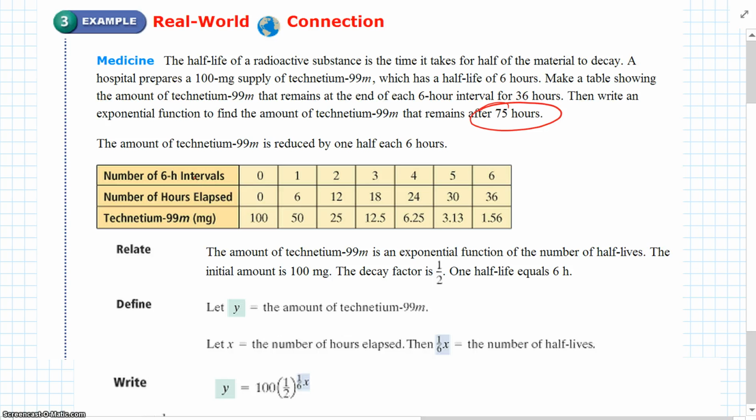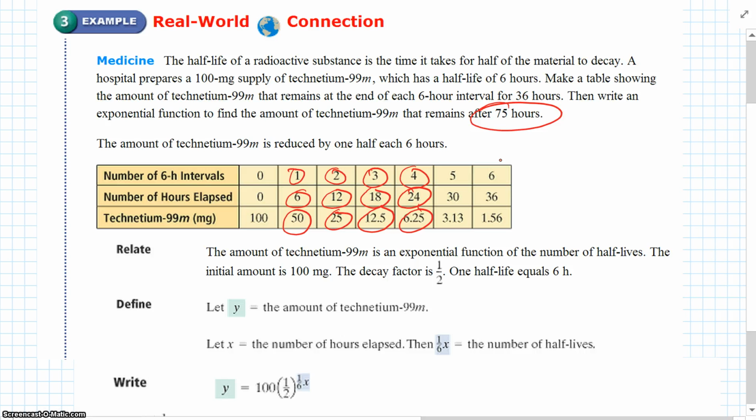So here's what we got. We got the total number of 6-hour intervals, the total number of hours elapsed, and then how much technetium we have. So when we start, we had 100 milligrams. After the first round of 6 hours, we have half. After the next 6 hours, we have 25. After the next 6 hours, 12 and a half. After the next 6 hours, 6.25, and so on and so forth.